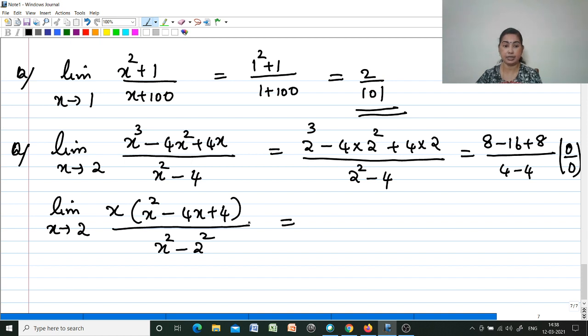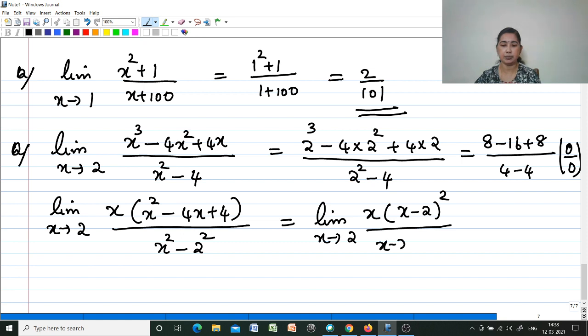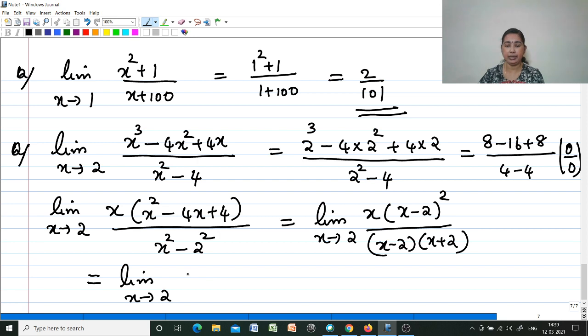And we can factorize this. Limit x tends to 2, x into (x minus 2) whole square divided by (x minus 2) into (x plus 2). In the numerator and denominator we can see that x minus 2 is common, so that can be cancelled from both. So what remains is x into (x minus 2) by (x plus 2).